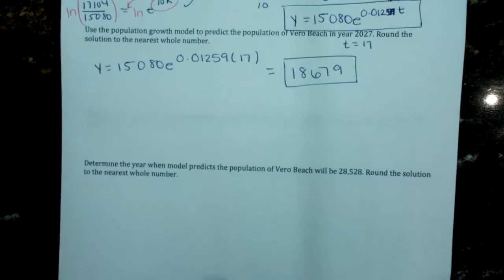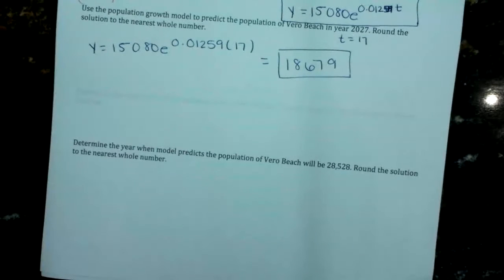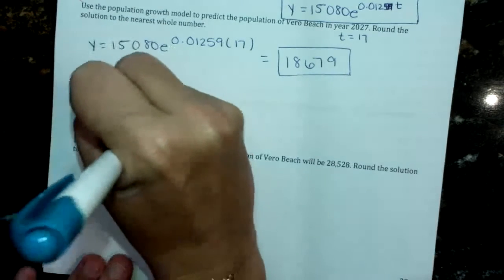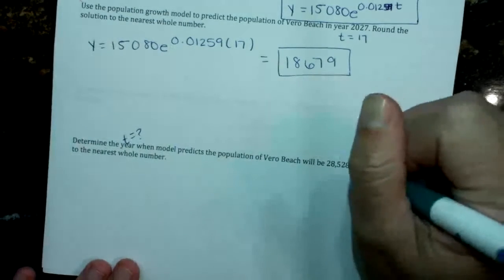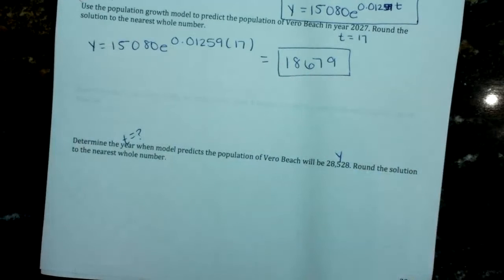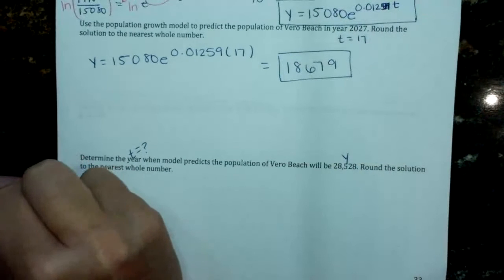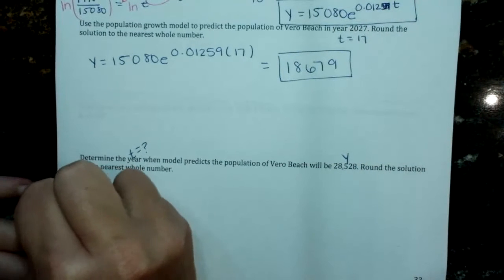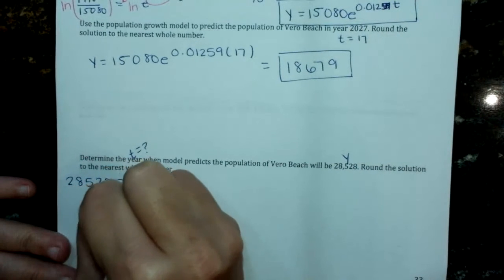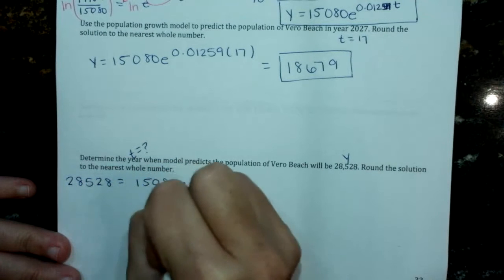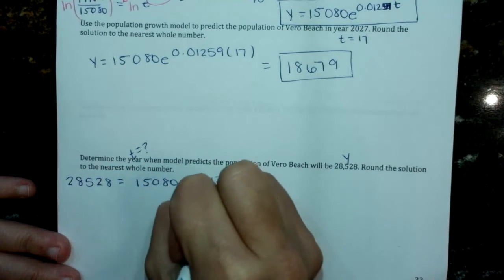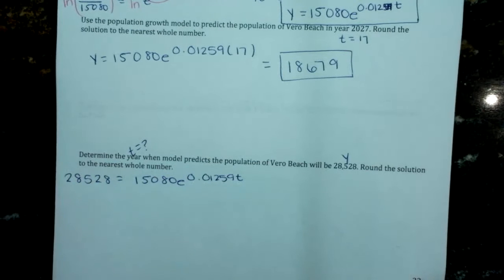All right, last one. Determine the year when the model predicts the population of Vero to be 28,528, rounded to the nearest whole number. So we don't know t when the population, our y, will be 28,528. So going back to our equation, 28,528 equals 15,080 e to the 0.01259 t.